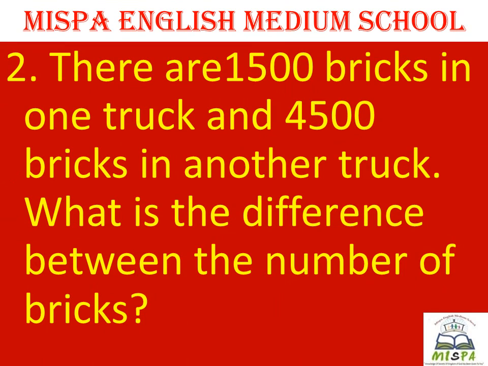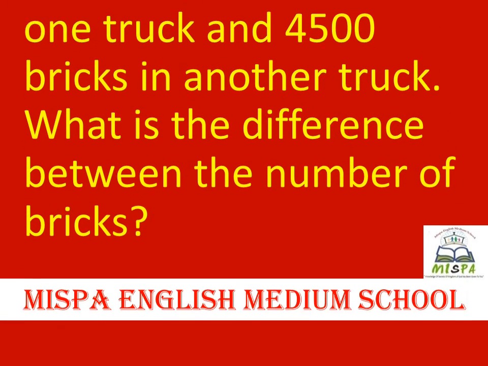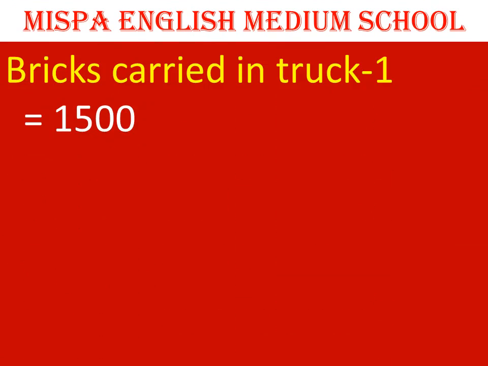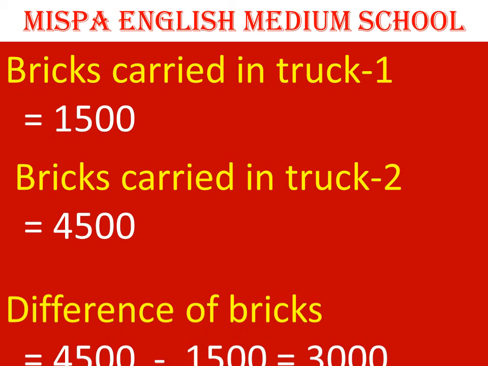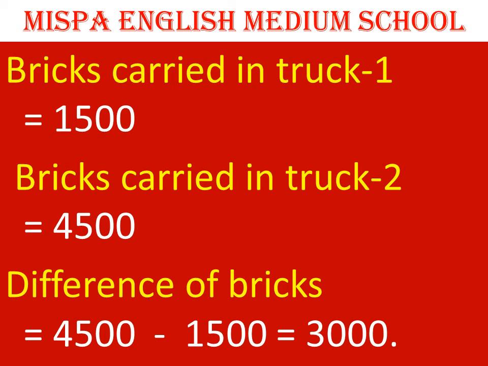Question number 2. There are 1500 bricks in one truck and 4500 bricks in another truck. What is the difference between the number of bricks? Bricks carried in truck 1 is equal to 1500. Bricks carried in truck 2 is equal to 4500. Difference of bricks, that is equal to 4500 minus 1500 is equal to 3000.